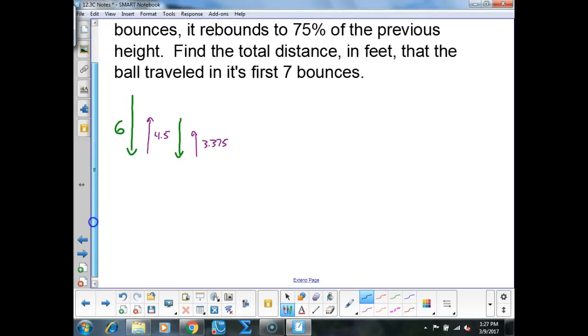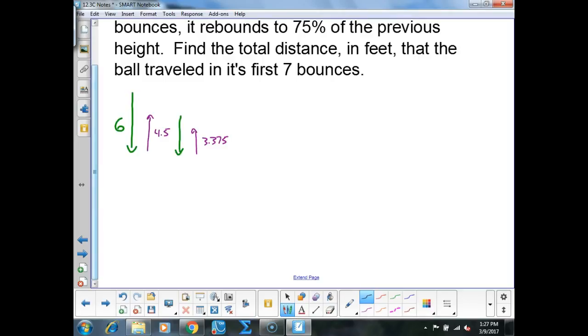It looks like 2 sums to me, right? A green sum and a purple sum. So the green sum would have what for its first term? What would be the R value? 0.75. And what would be the N value? 7, because we want 7 bounces. So that sum is going to be what?